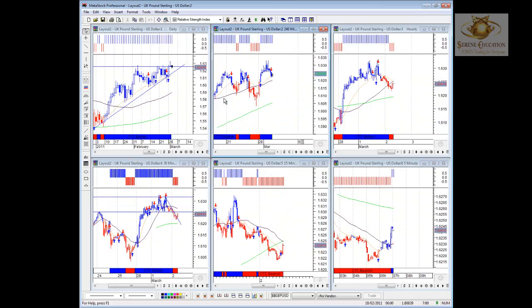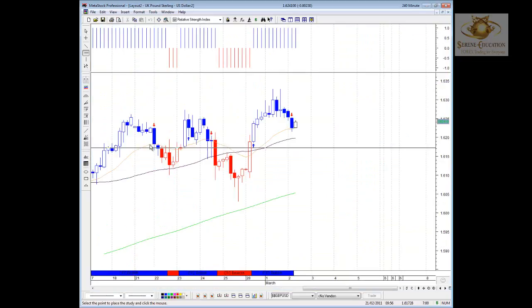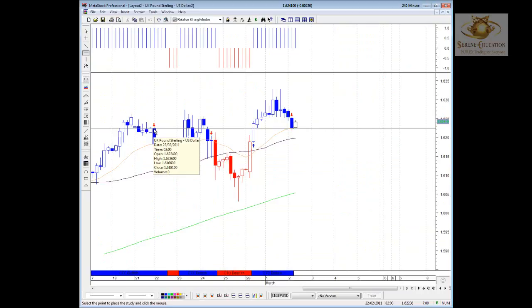But as long as the pair can stay above, let's have a look here. In this area, I wouldn't want to see it close lower than this candle here. If it can stay higher than, let's have a look here, 1623 and a half, then we should see further extensions.